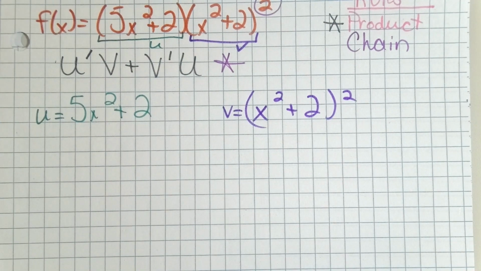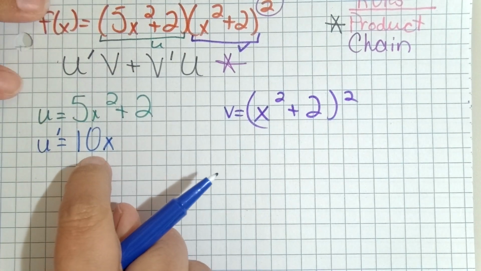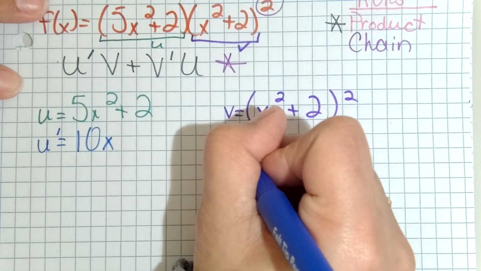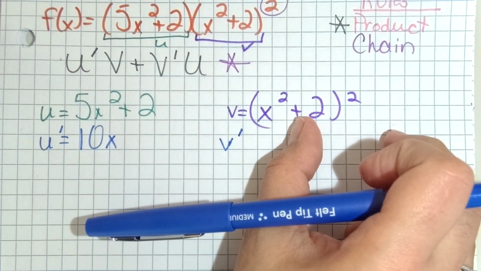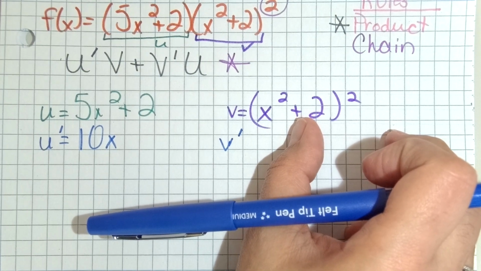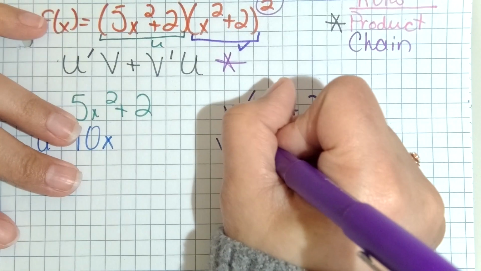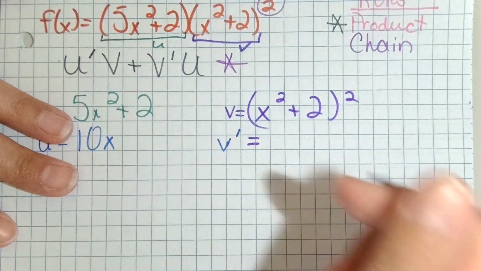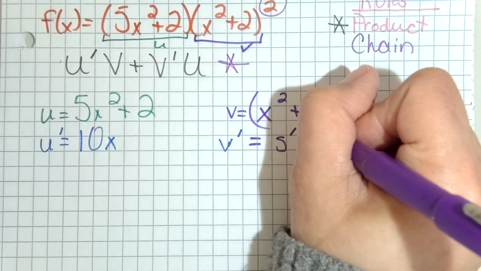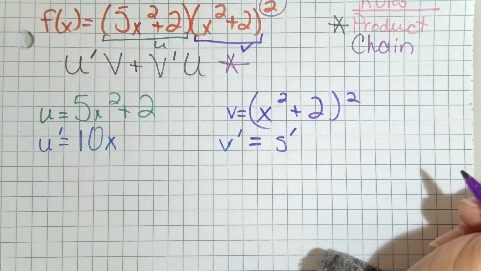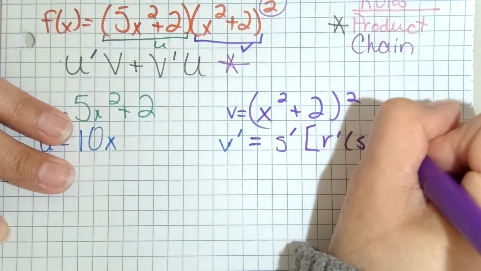Okay, and now I'm just going to take the derivatives. U prime here is 10x, so I'm just using the power rule here. V prime now is going to be more complicated because it is the chain rule. I do not want to use u and v again, so I'm going to use r and s. So I'm going to rewrite the v prime to be s prime, and I will show you where I'm getting this from in a second. S prime, r prime of s.